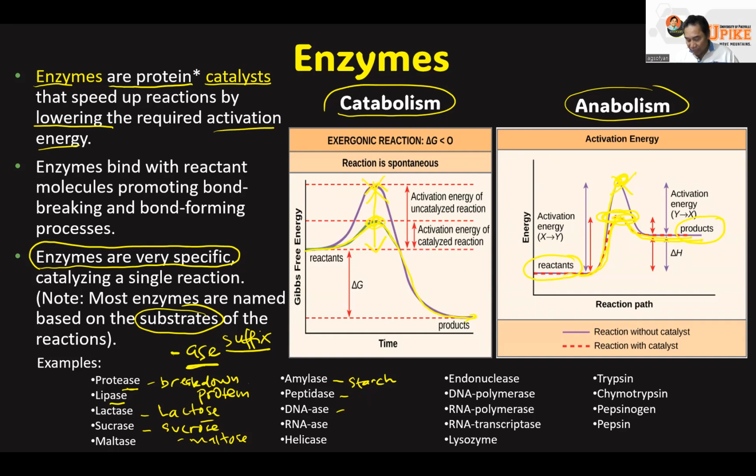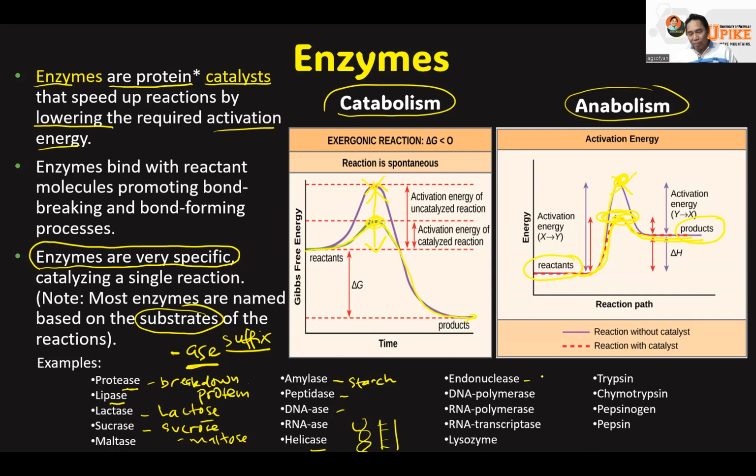RNAase, this is the enzyme that breaks down the RNA into nucleotides. Helicase, this is the enzyme that breaks down the double helix of the DNA. Okay, the DNA has a double helix molecule like this. When helicase is present, it will make it like this, just like stairs, like a ladder. It's open there, the helix molecules.